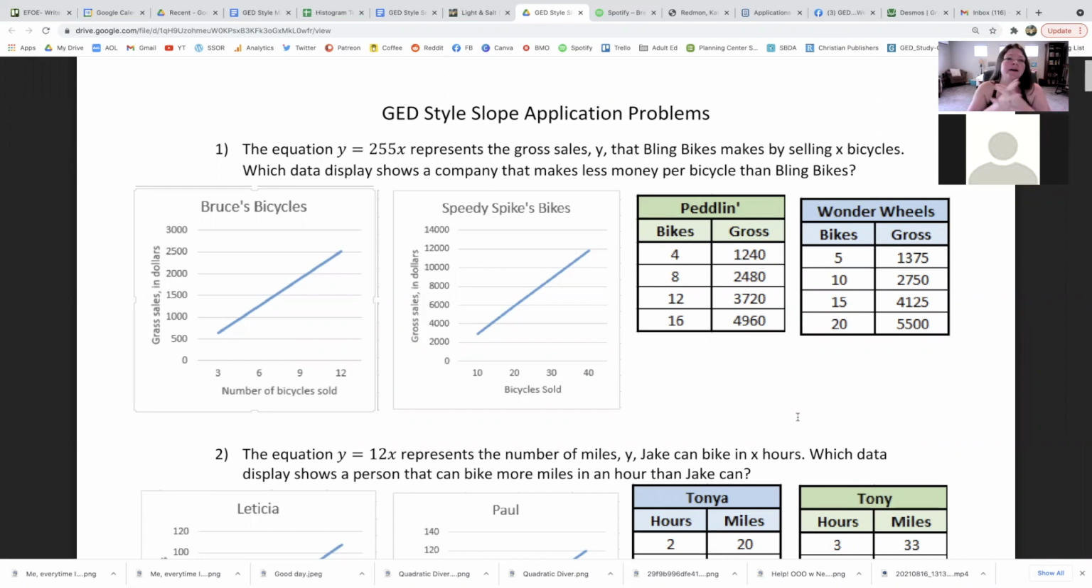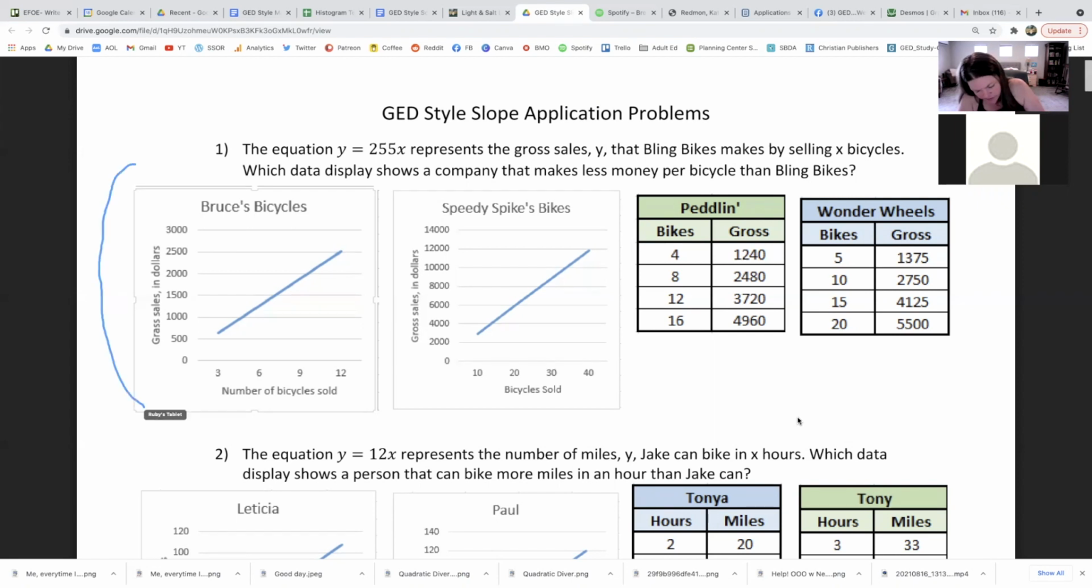Let's take a look, okay? Number 1, it says the equation y equals 255x represents the gross sales Y that Bling Bikes makes by selling X bicycles. Which data display shows a company that makes less money per bicycle than Bling Bikes? Oh my goodness, that's a lot of information. But let's hone in on what they're asking us to do or to find. It says which data display.